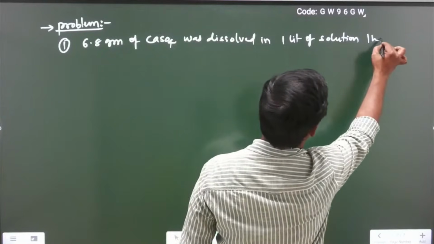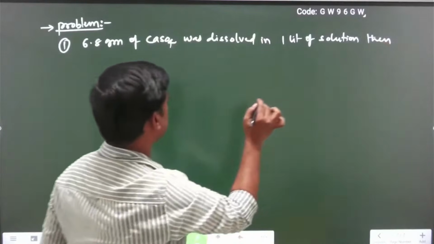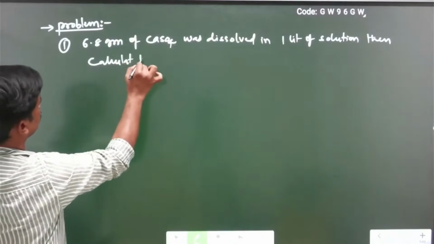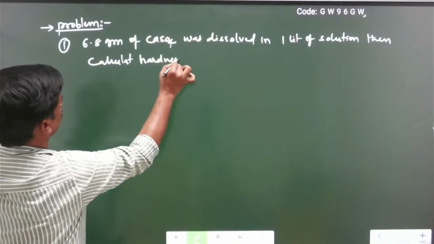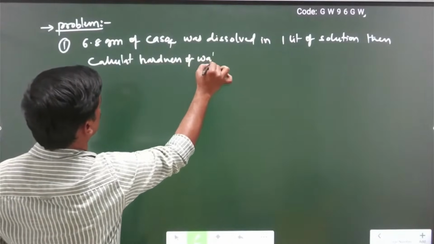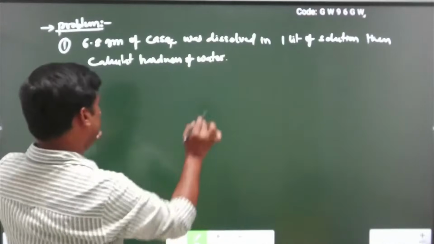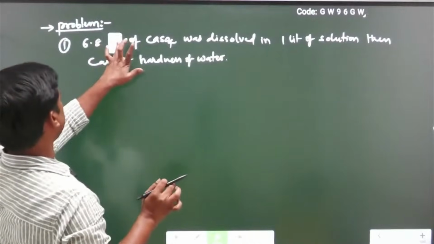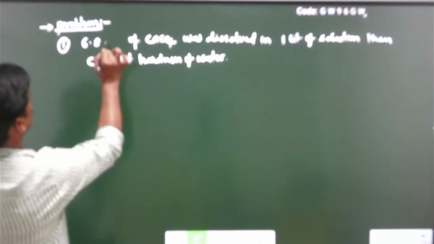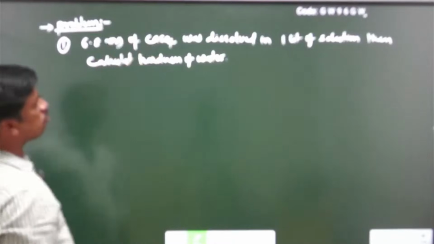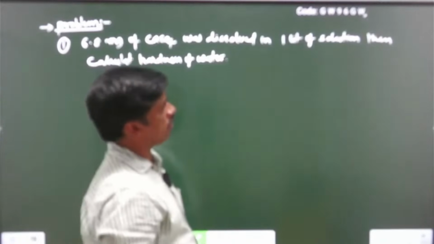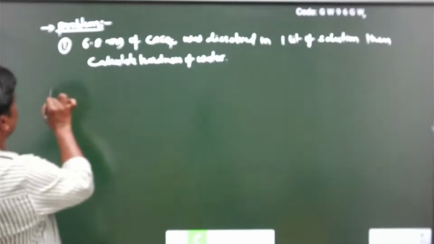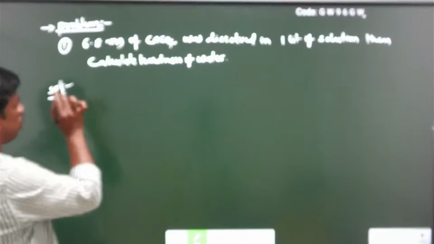Then calculate the hardness of water. Here you can change the units; milligrams you can write: 6.8 milligrams of calcium sulfate was dissolved in 1 liter of solution. Then calculate the hardness of water. How to solve this problem?